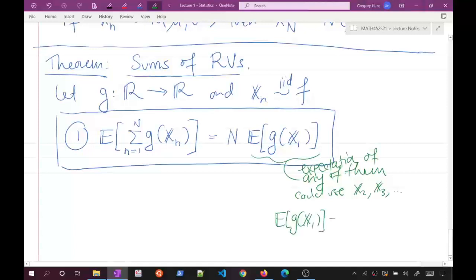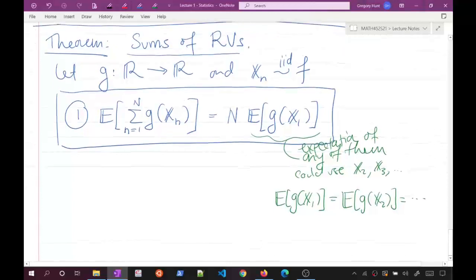And so this expected value of g of x1 is the same as the expected value of g of x2, etc. The 1 here is not particularly important. They all have the same expected value of g of whatever. Expected value of g of x1 and x2 and x3, etc. are all the same. The important point of the theorem is that the expected value of the sum of all of them is n times the expected value of any of them individually.